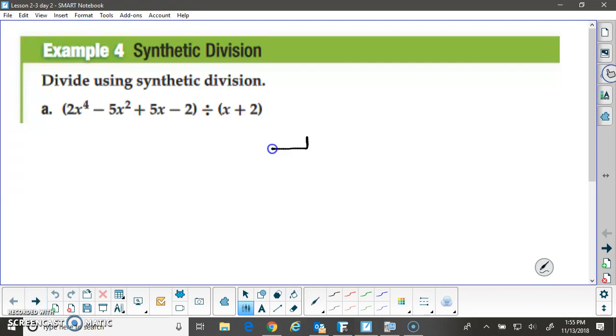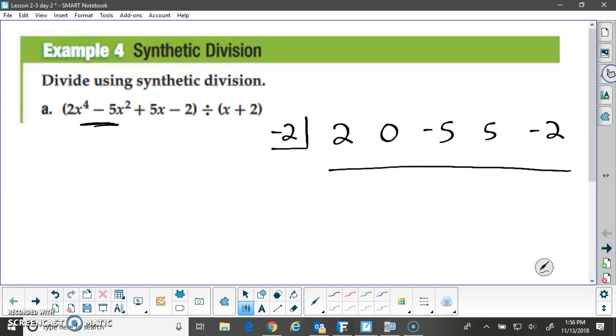So what we need to do is put a box, and the zero of your divisor, which in this case is -2, goes in the box. You list your coefficients. You can see that I'm missing an x to the third term. There's no x to the third term right there, so I need to have a 0 for a coefficient. -5, +5, and -2. Draw a line.